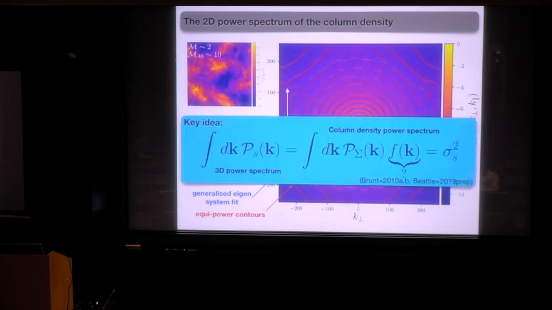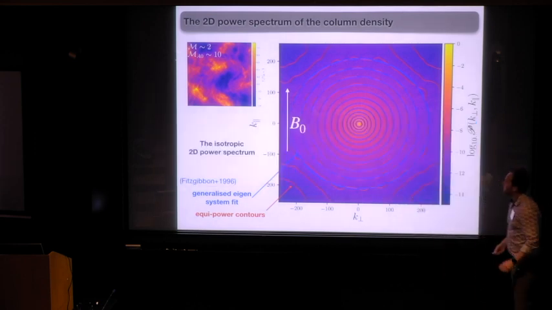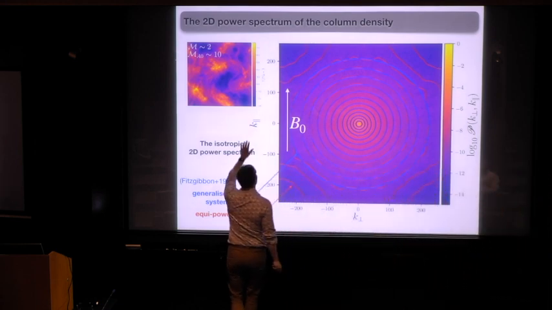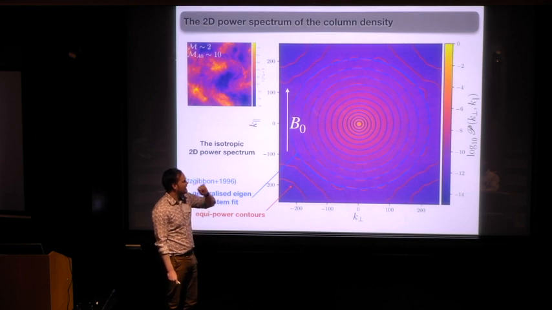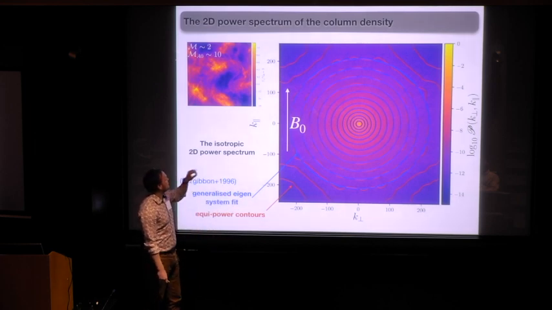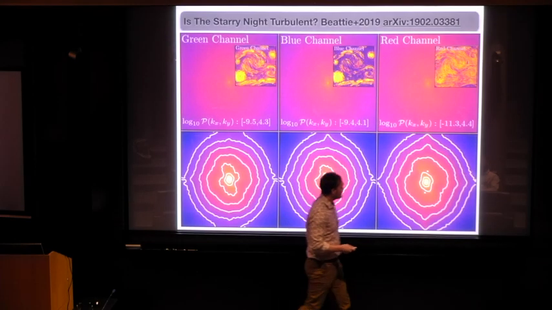So the power spectrum is an interesting quantity, the power spectrum of the column density. And this is what an isotropic power spectrum looks like, by the way. So here we have our scales that are perpendicular to the magnetic field, and here we have our scales that are parallel to the magnetic field. And you see this has perfect rotational invariance. This is an isotropic power spectrum. So this is for the case when the magnetic field is really weak, Mach alpha 10.